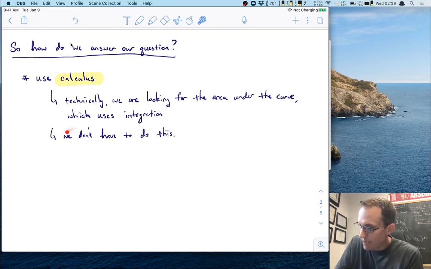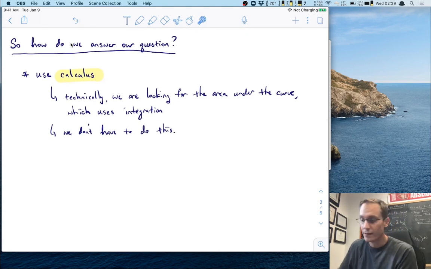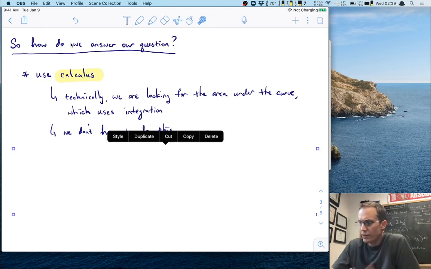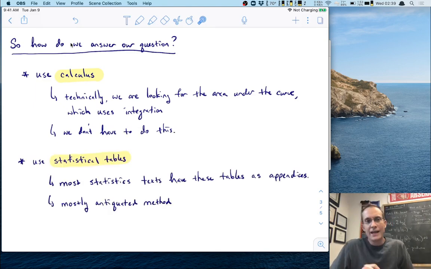But we don't have to do this, okay? If you take a mathematical statistics course, then you'll learn how to do that. But that requires you, of course, to take calculus. So what if you can't use calculus? What do you do? Well, the classical approach was to use statistical tables.